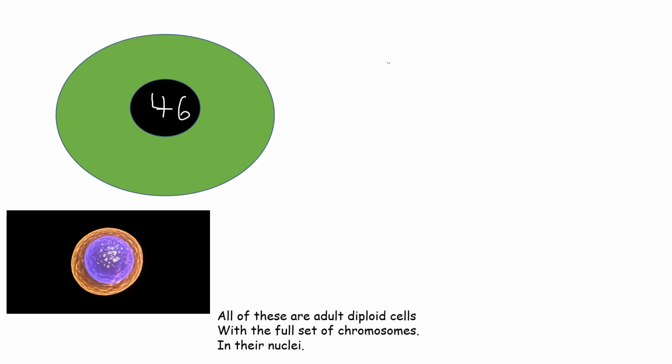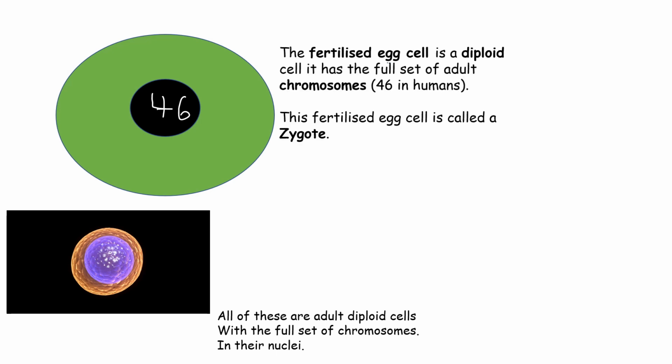Here we have the fertilized egg cell that resulted from the fusion of the sperm and the egg. The fertilized egg cell is a diploid cell. It has the full set of adult chromosomes, which is 46 in humans. This fertilized egg cell is called a zygote. This cell will now divide into two daughter cells by mitosis.